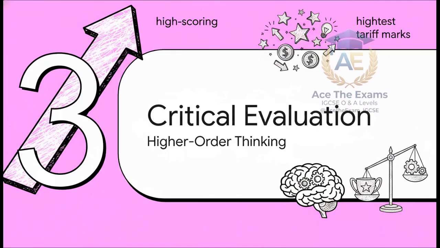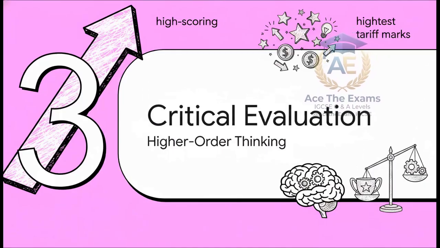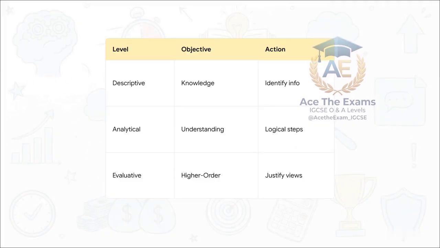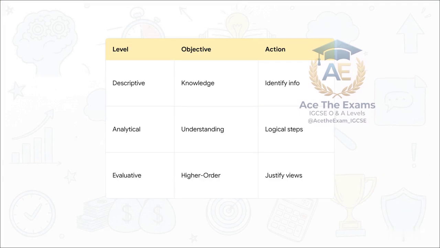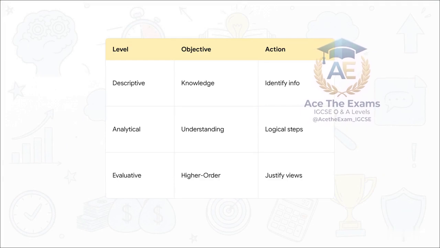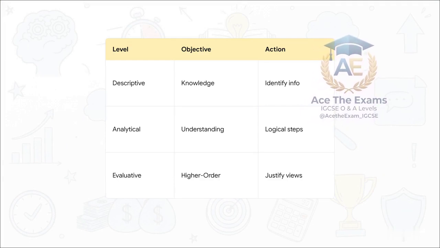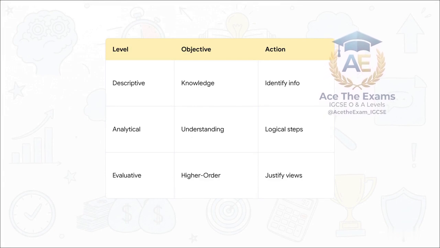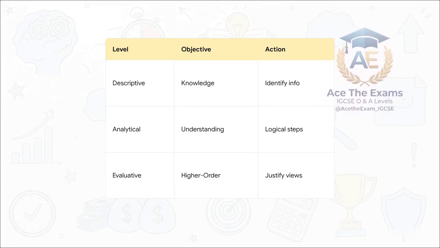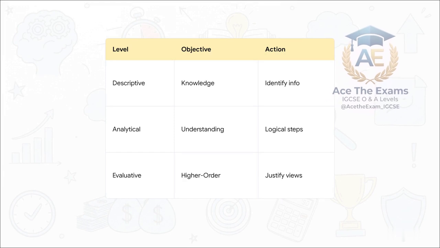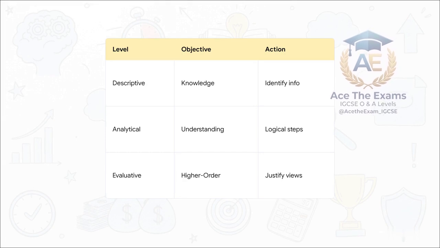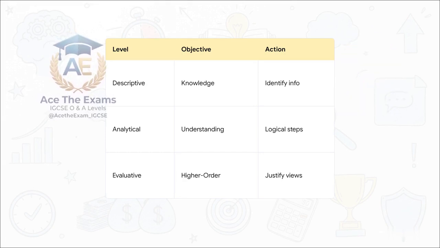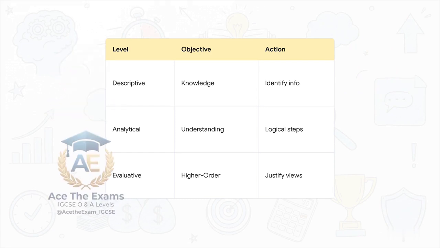All right, moving into Section 3, Mastering Critical Evaluation. This breakdown right here is the absolute DNA of the assessment objectives. It shows you exactly how to elevate your exam answer from a basic, boring descriptive summary to an analytical and evaluative powerhouse. Level 1, descriptive, is just identifying the given info. Level 2, analytical, is taking that info and breaking it into logical steps. But Level 3, evaluative, that's the higher order thinking, where you justify recommendations based on evaluating alternatives.